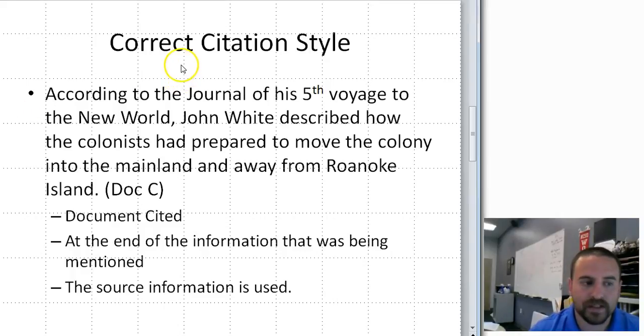All right, so come back to this slide or this point in the video anytime to take a look at the correct citation style.